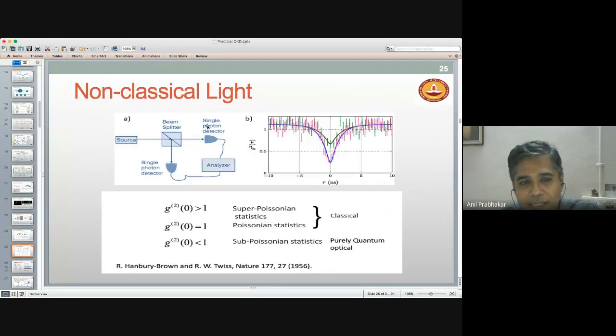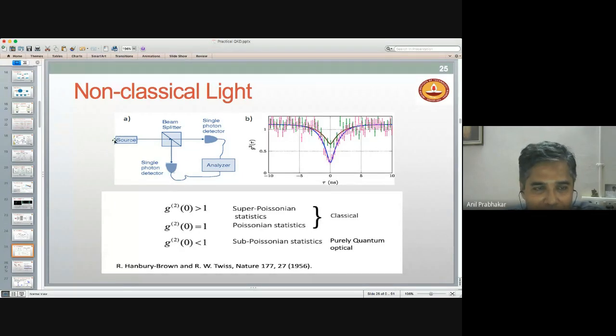So non-classical light in the Hanbury-Brown Twiss experiment was basically saying, look, let me put a source of light out here and put single photon detectors and analyze it. And there is some delay in the times between these two detectors. If that delay is 0, then I will see a statistic of G2, which is non-classical.